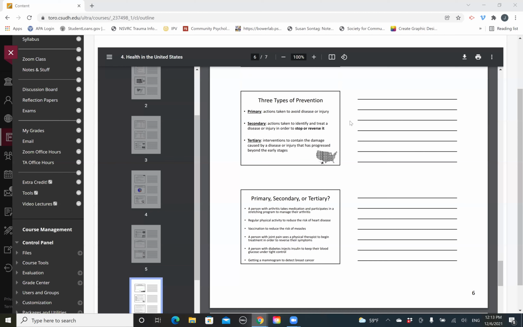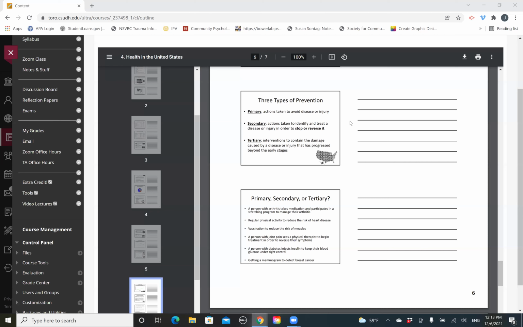The other sister has become pre-diabetic. She's like, oh no, I just tested pre-diabetic, this isn't great. And then she starts dieting and changing her exercise habits. That would be a secondary prevention, right? Actions taken to identify and treat a disease or injury in order to stop or reverse it. That might be seeing a doctor about it, maybe a nutritionist. With secondary prevention, you're going to have to take larger steps than if you had just done a primary prevention.